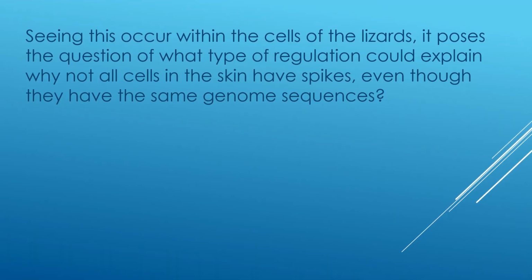Finally, seeing the different types of things that can be shown by the cells, it poses the question: what type of regulation could explain why not all cells in the skin have spikes, even though they have the same genotype sequences? And I personally believe that this could be caused by methylation.